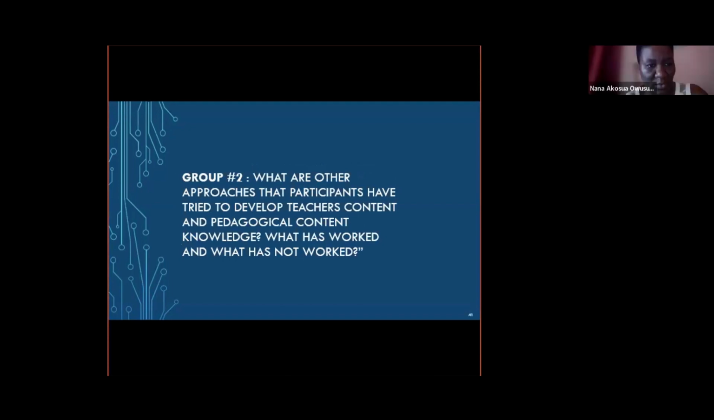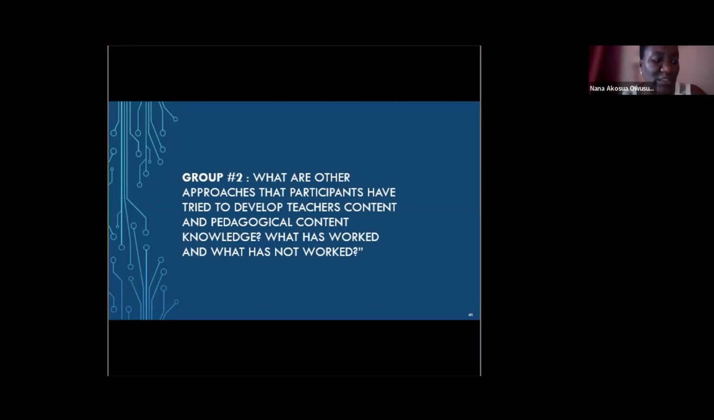Okay, thank you, Wendy. So we realized that in our group, everybody was working with teachers in terms of building pedagogical content knowledge and content knowledge of teachers. And one thing we all agreed on was that the development of pedagogical content knowledge, when the training is done by the right people, is going to be effective.